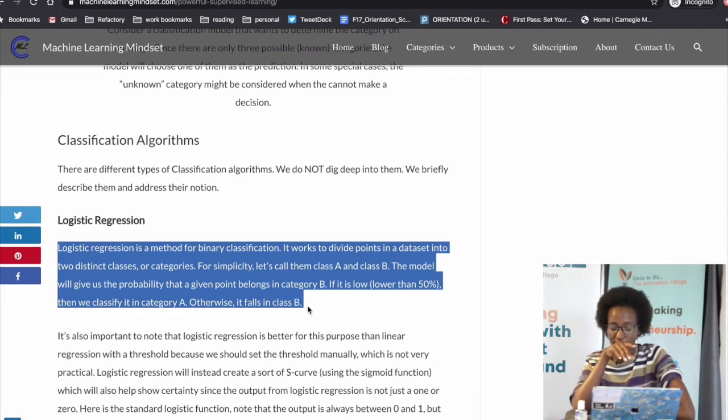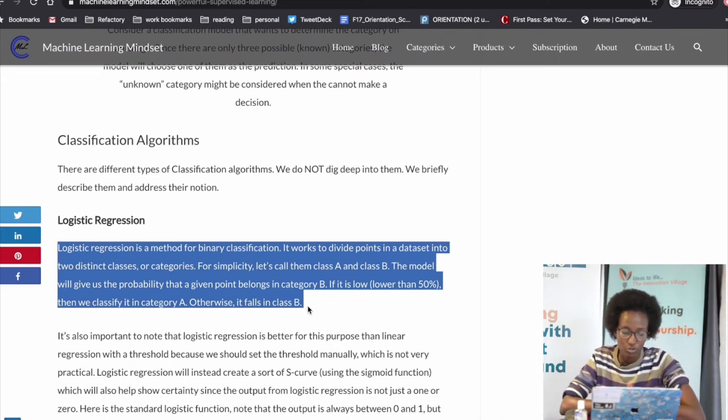Okay, so after you've trained a logistic regression and you're giving it a new data point, it's trying to see where this data point best fits. Does it fit in class A or does it fit in class B? So what the model does is give you the probability that the given data point belongs to category B.